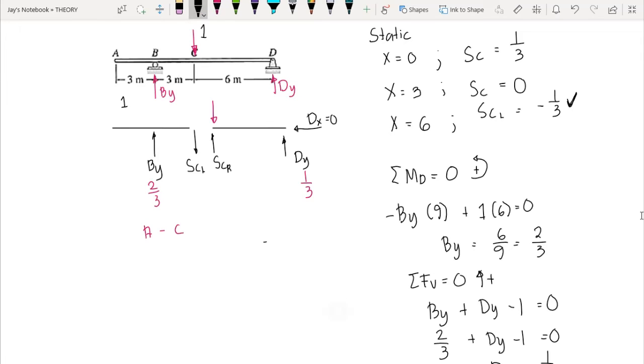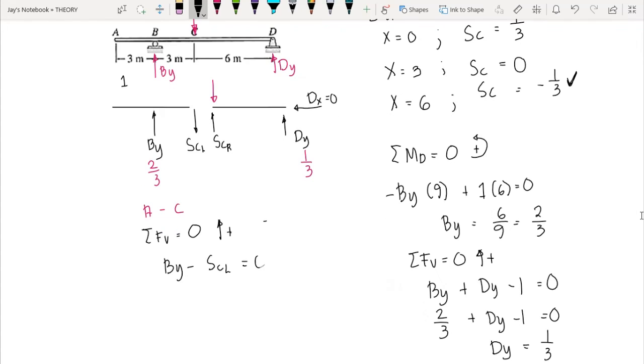So in this case, we sum up forces vertical equal to 0. Upward forces are positive. That means we have By minus SCL is equal to 0. So we have By is 2/3, minus SCL is equal to 0. So we have shear to the left of C is equal to 2/3. Therefore, the other ordinate for the shear at point C is 2/3, and this 2/3 here is on the right side free body diagram, or right side ordinates.